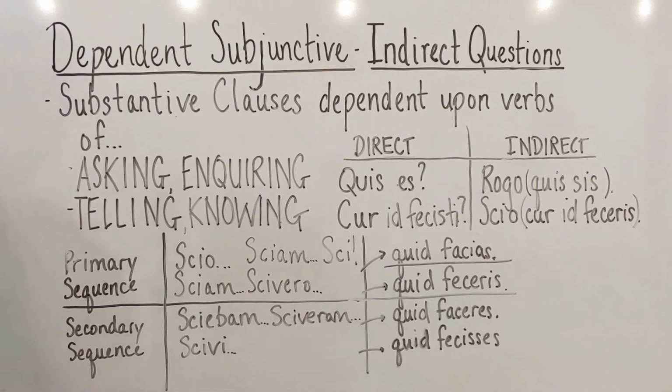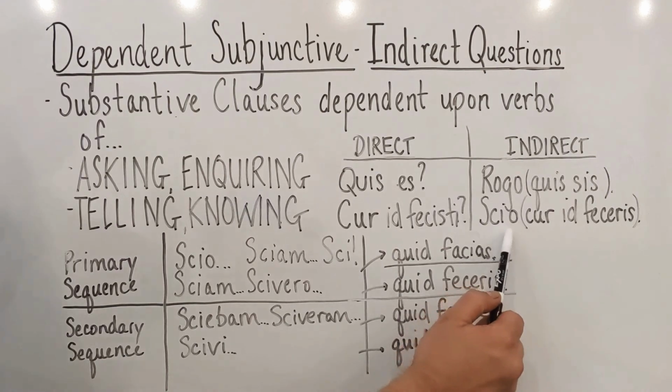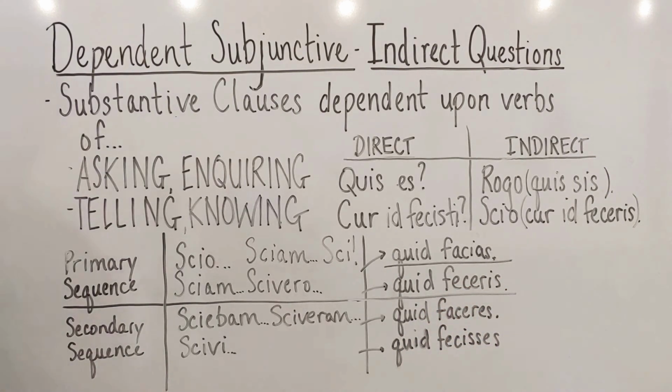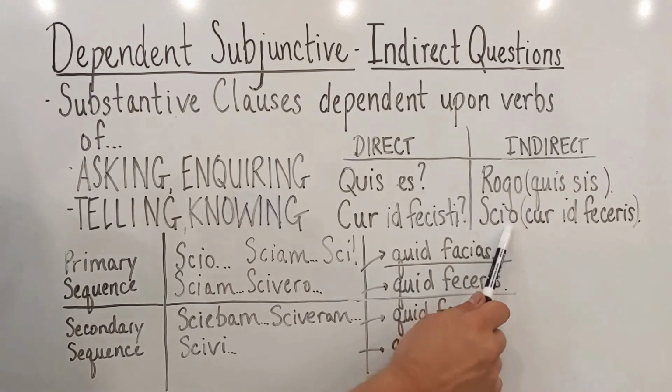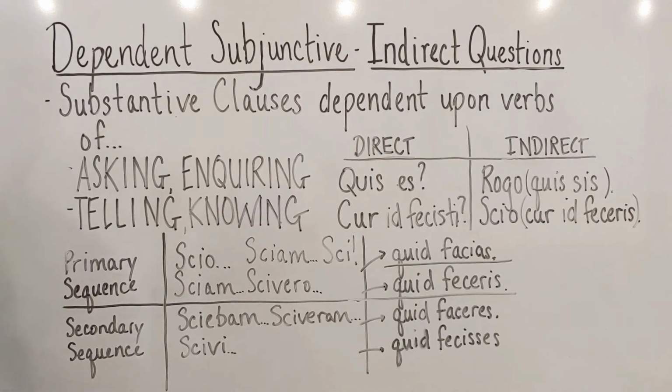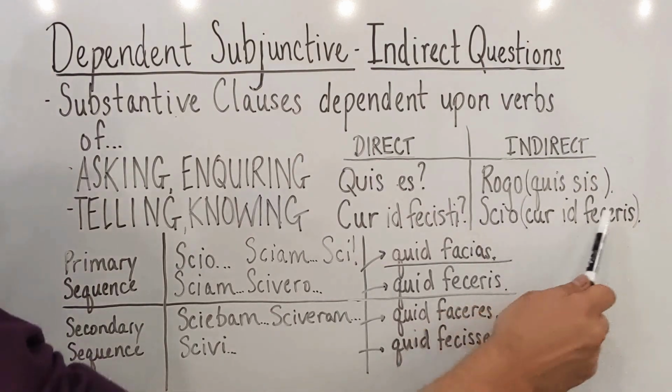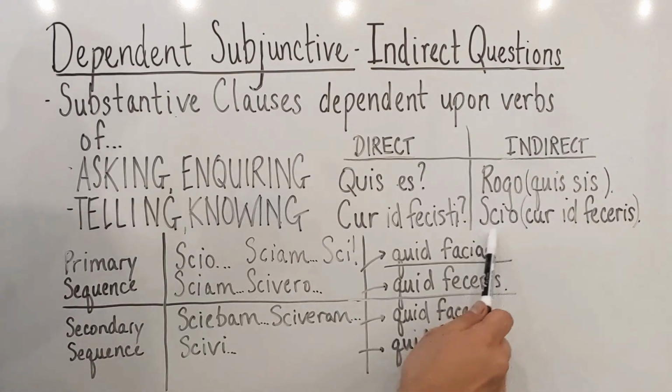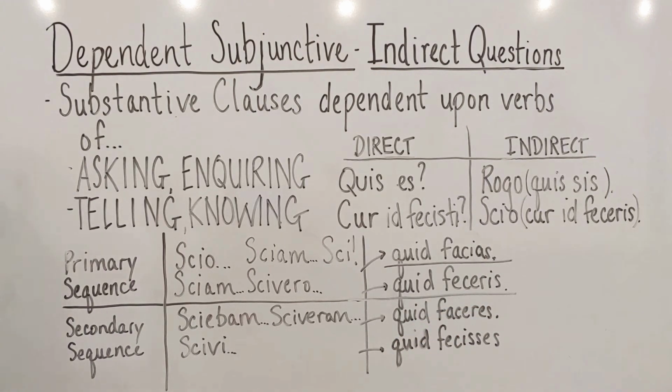Cur id fecisti? Why'd you do it? Scio cur id feceris? I know why you did it. I know, present tense, present time, right now. Cur id feceris? Why you did it. Why'd you do it? Direct question. I'm directly asking you. I know why you did it. An indirect question, because it's dependent upon this main verb, scio, in the indicative. Once again, if you've been paying attention, these will follow sequence of tenses.